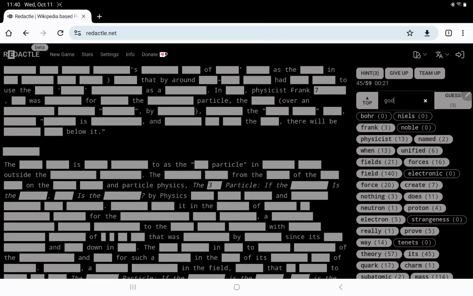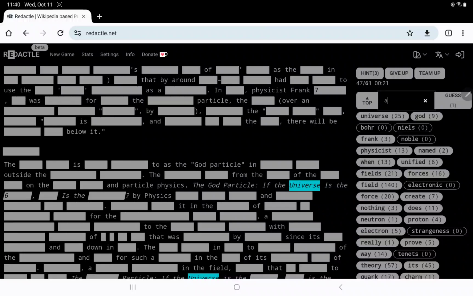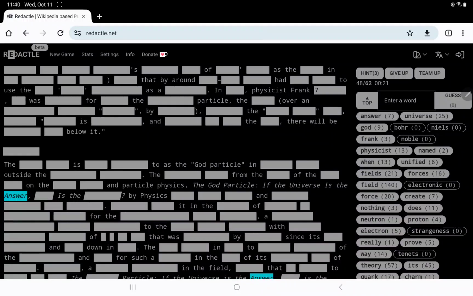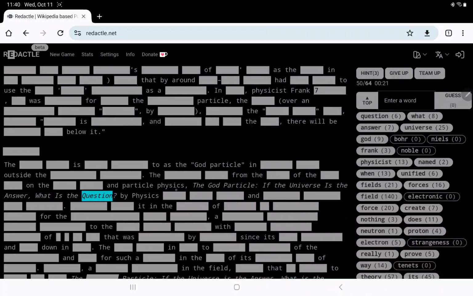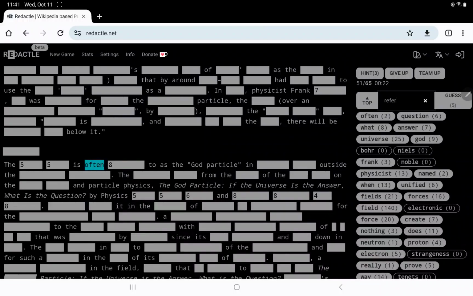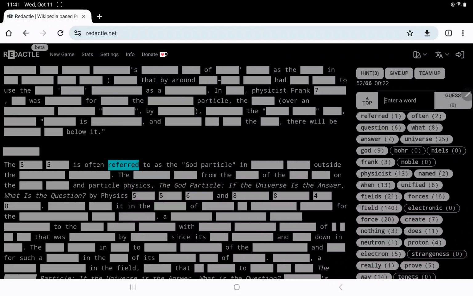Oh, I think this is the God particle. Yes. If the universe is the answer, what is the question? By physics, 556 and 8848. So actually it is the God particle, but I don't know the real name for it.